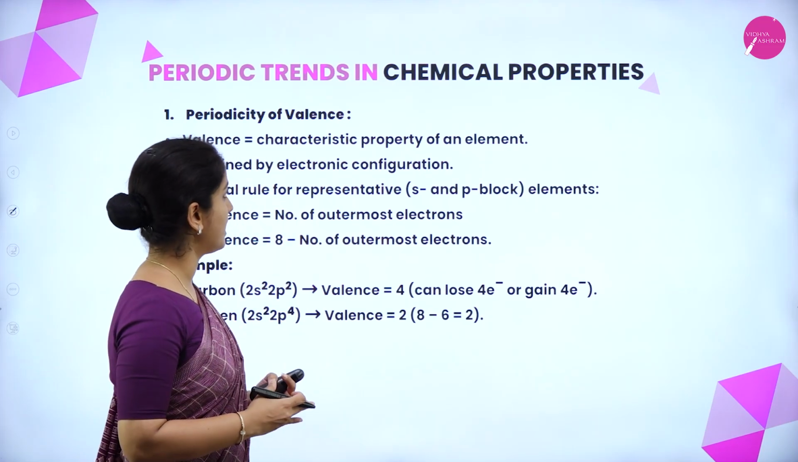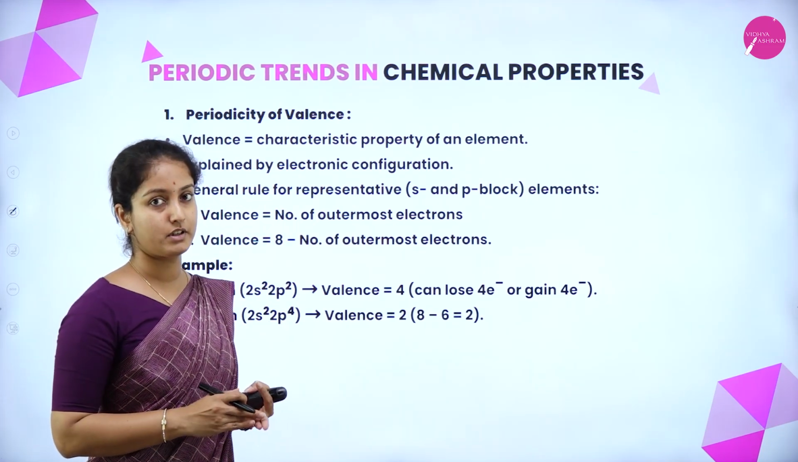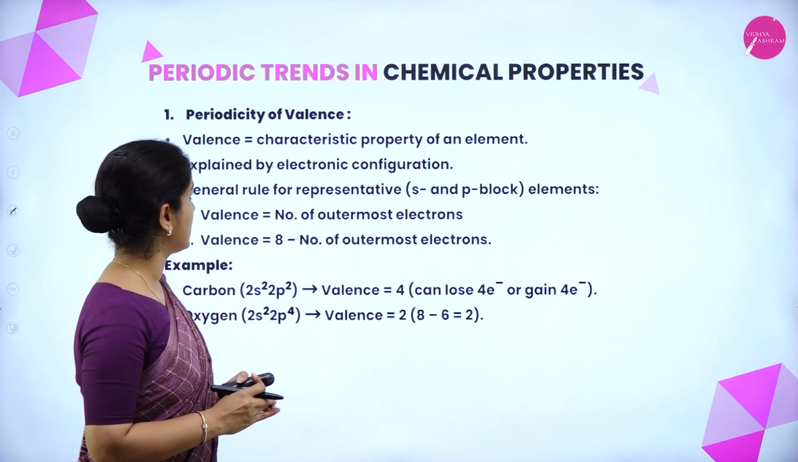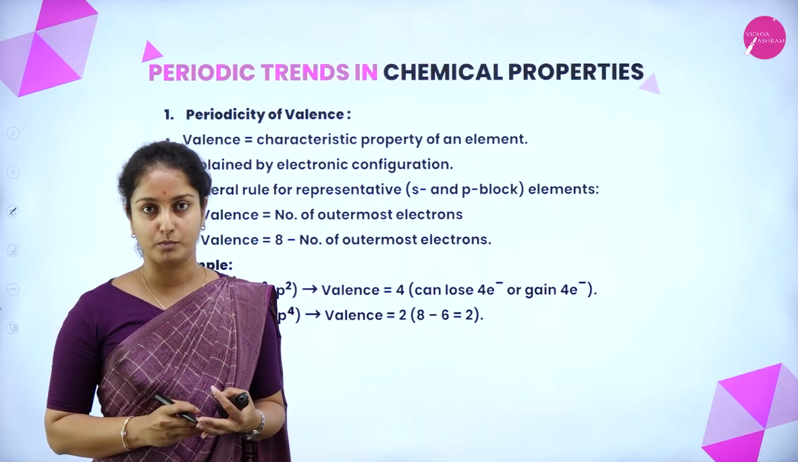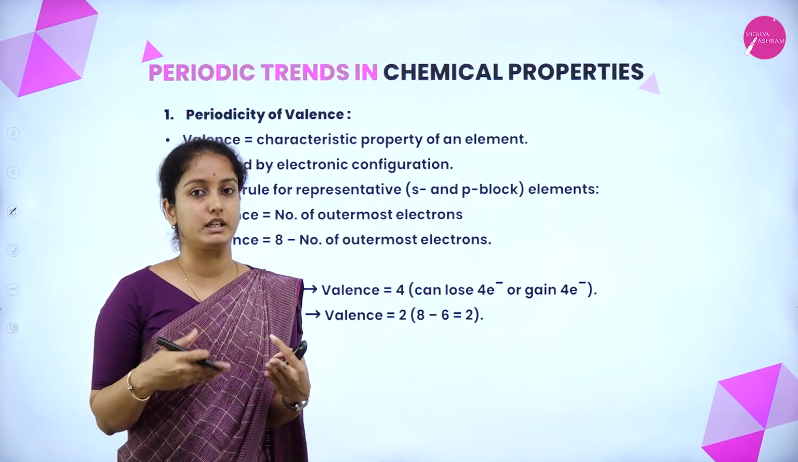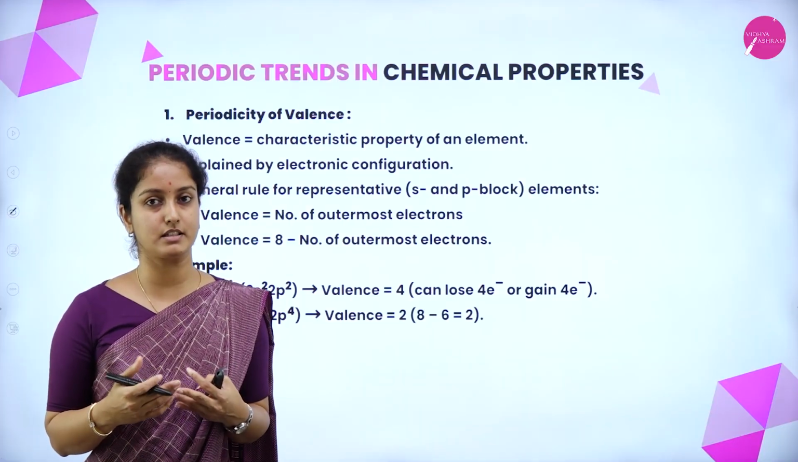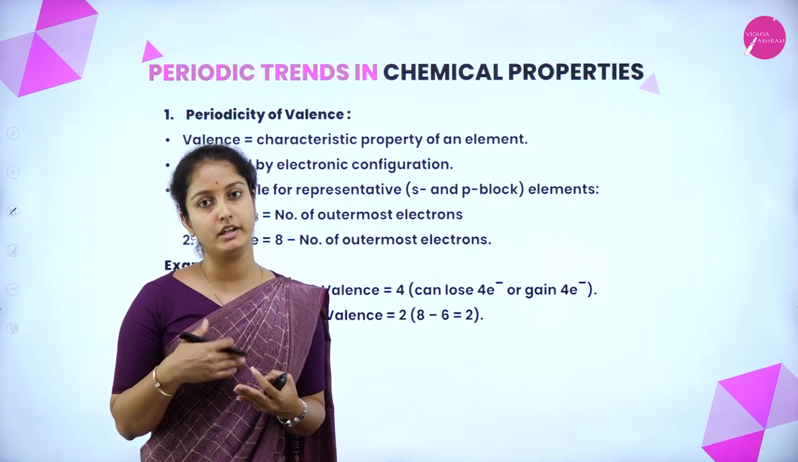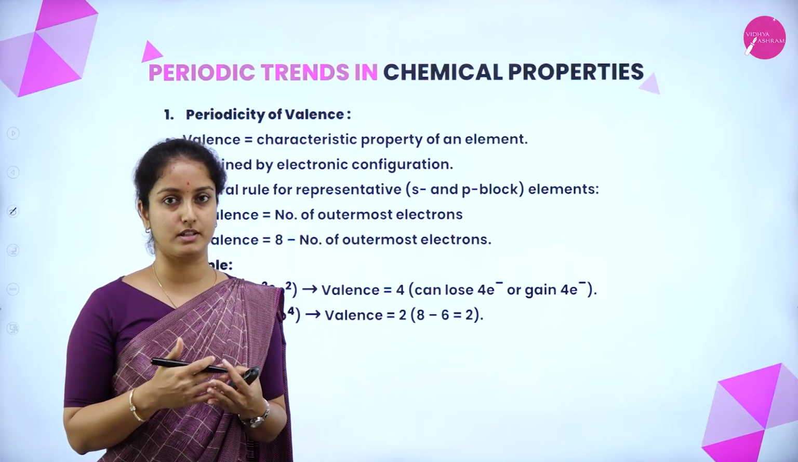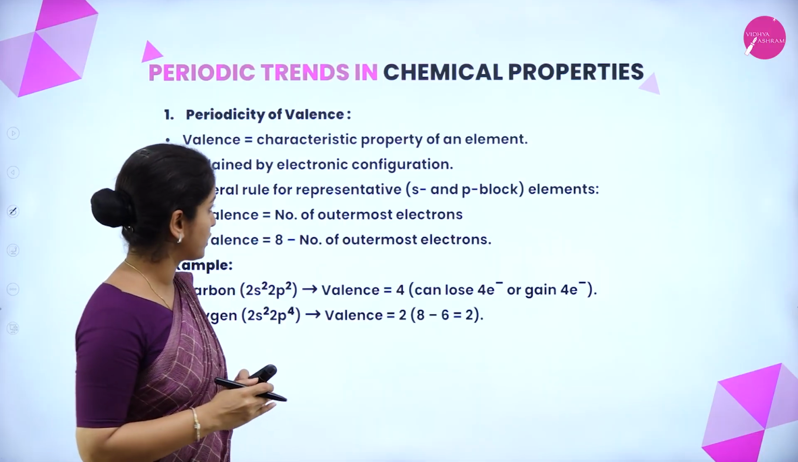Now, we shall study periodic trends in chemical properties. So, the first thing is periodicity of valence. Valence is the number of electrons present in the outermost shell which has the property of gaining or donating electrons, depending on the element. So, the valency of elements is explained by electronic configuration.